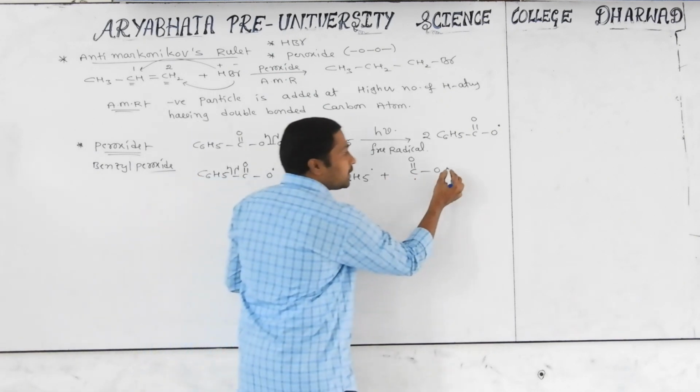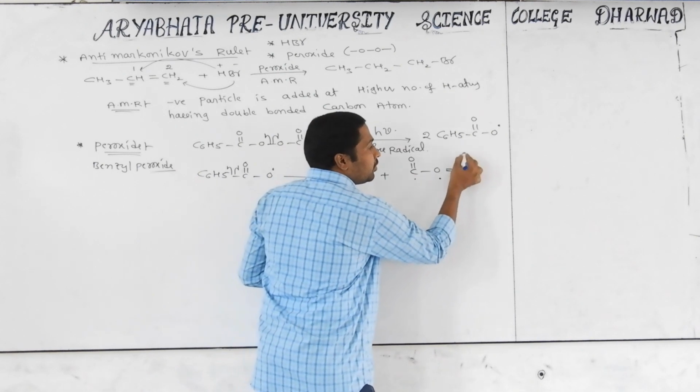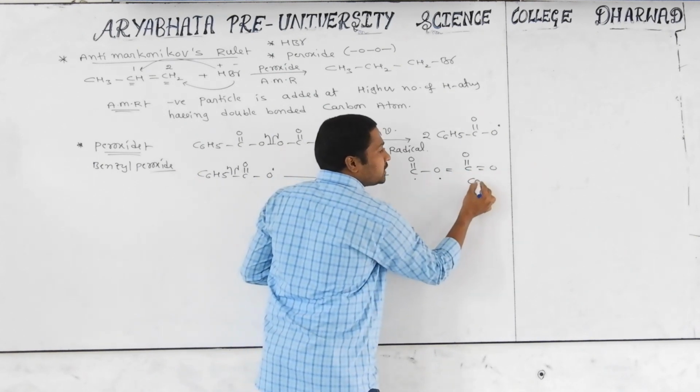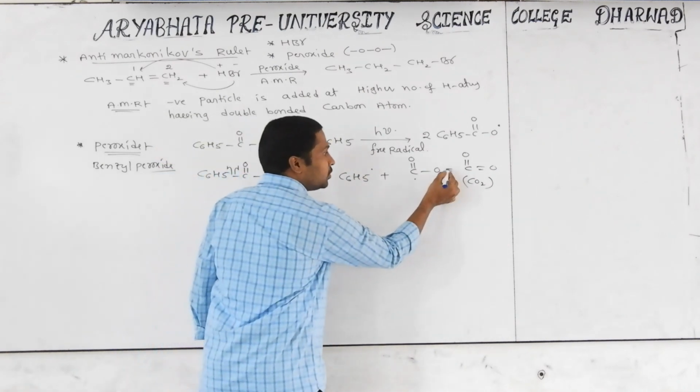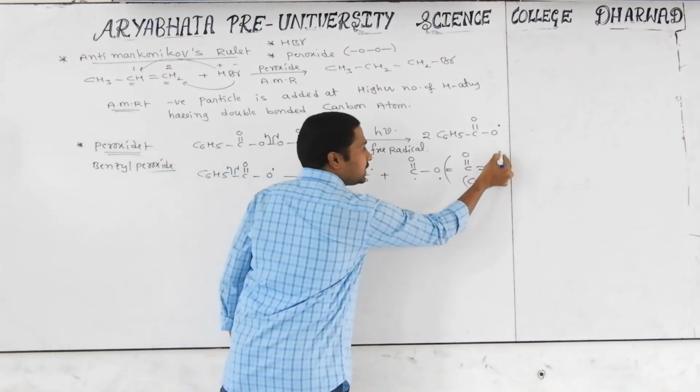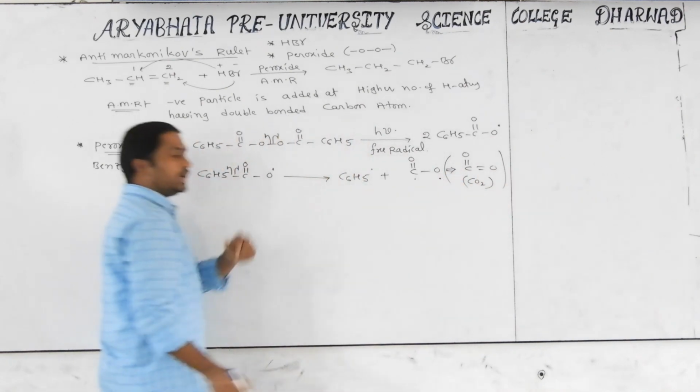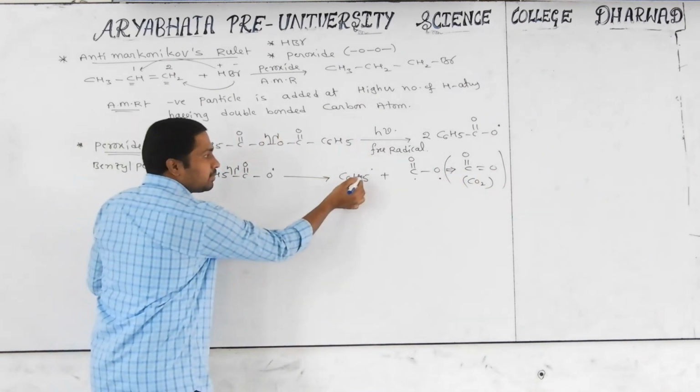Means it is becoming like how? C double bond O and double bond O. It is becoming like CO2 gas. Are you getting it? So this is happening. This thing is nothing but like this. We are getting like this. Okay, let it be.